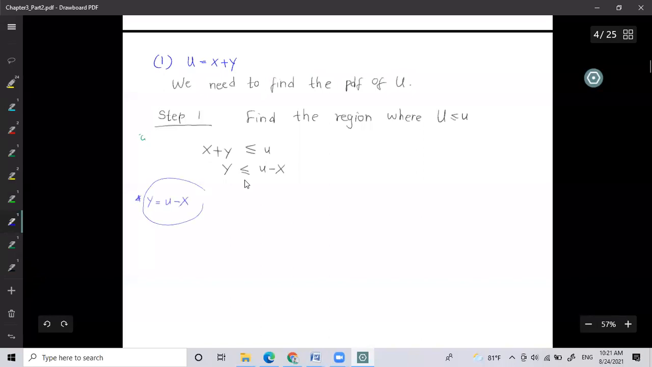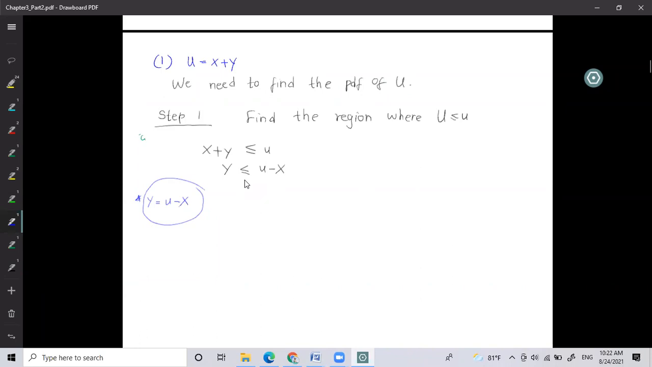So you can see that this is the equation of a straight line. The slope is negative; the slope value is 1. You don't see a number there, so it is 1, and the Y-intercept is positive u. Now can you try to draw this line on your XY coordinates? Y equals u minus X. How do you do that?